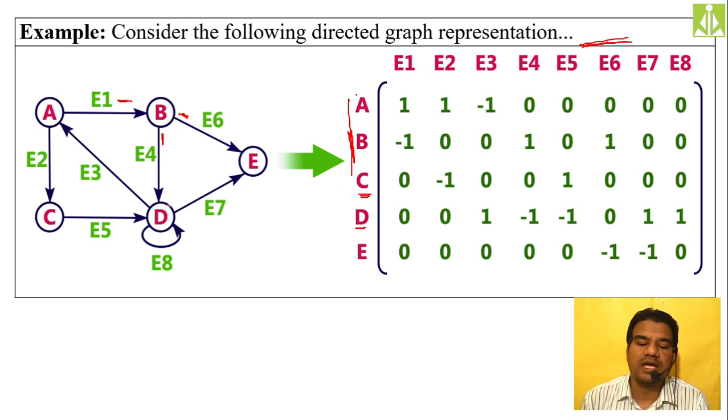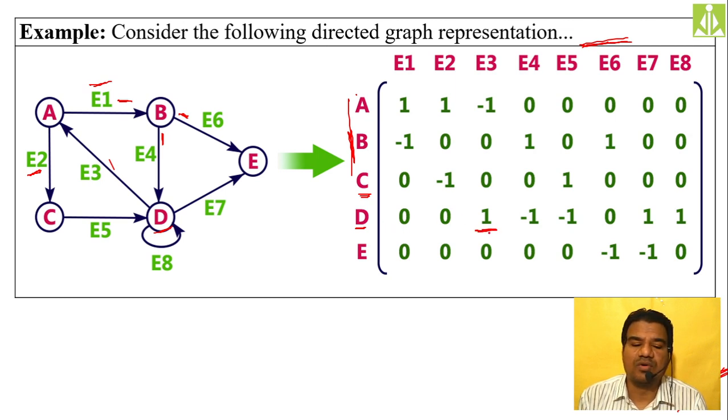For D, E1 no connection, because D is here and E1 is here, so 0. E2 also no connection, 0. Then E3 it is an outgoing, so D of E3 is 1. You can check that thing over here.